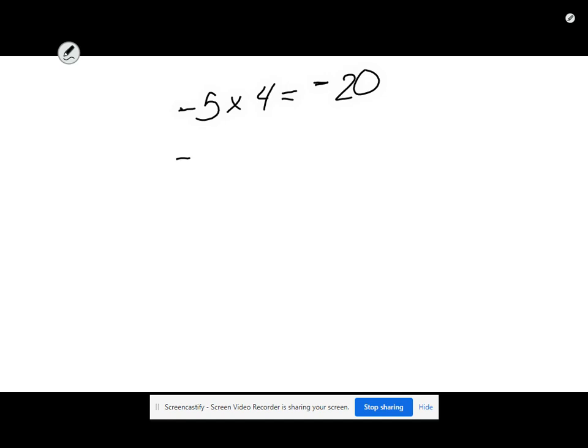What if it's -5 times -4? Then it's positive. Negative times a negative. A negative number times a negative number makes it a positive number.